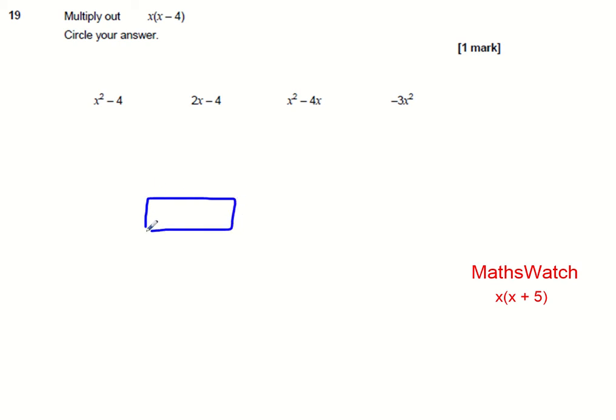Now x is one single item and that's being multiplied by x minus 4, which is two items, an x and a minus 4. And when we multiply these, x times x is x squared and x times minus 4 is minus 4x. So x squared minus 4x is our correct answer.